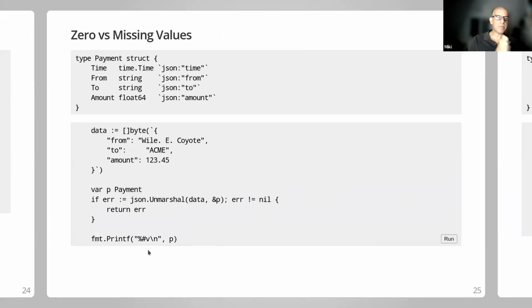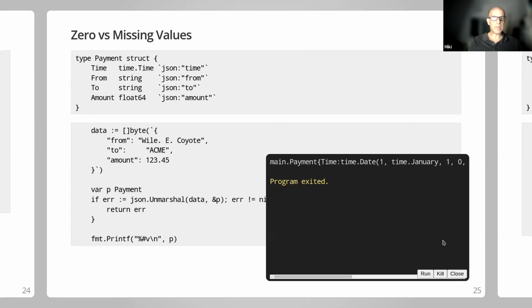One of the hardest problems that we have is zero versus missing values, right? So I have this payment that gets in, and now I'm getting some data that is missing the from. If I run it, this is actually going to be fine. So it passes, we get the time, we get the from, and we get the amount. The time is missing, right? There's no time here, only from and amount.